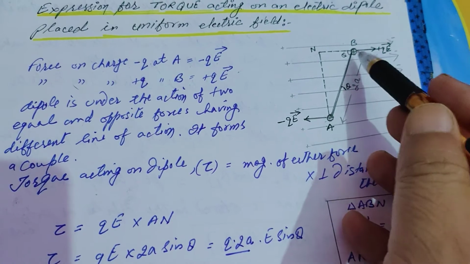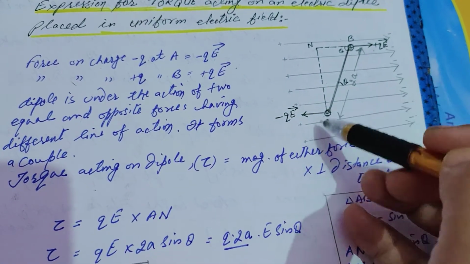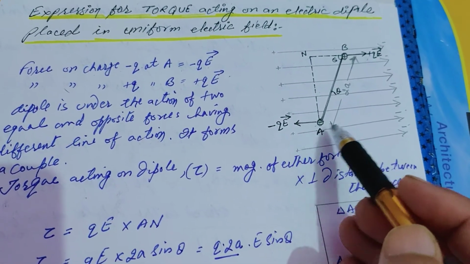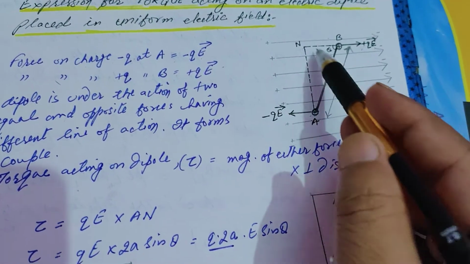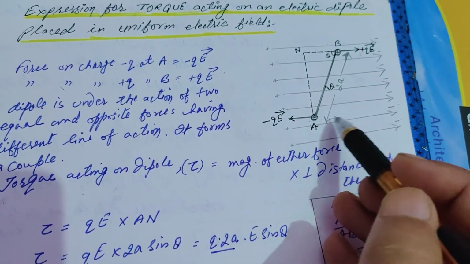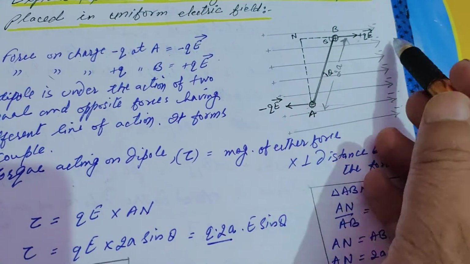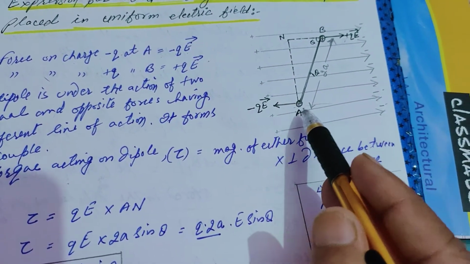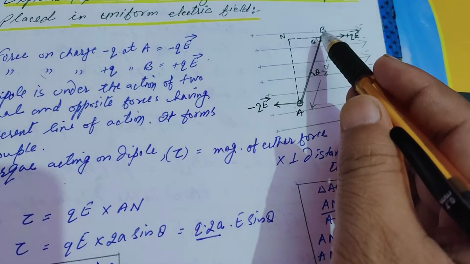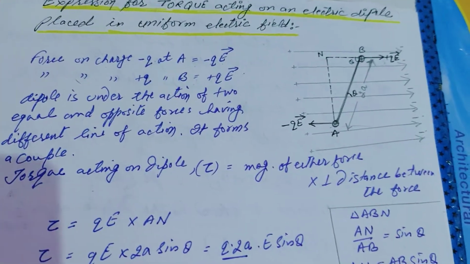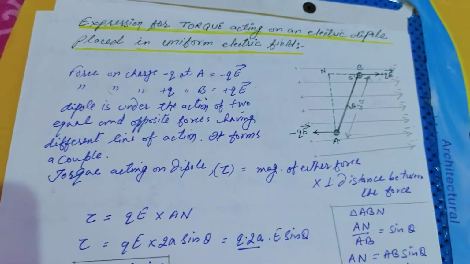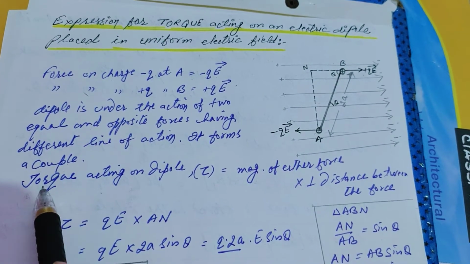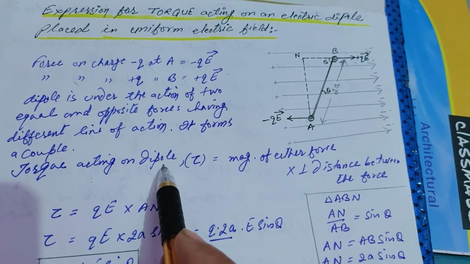Now your dipole is under the action of two equal and opposite forces. And one more important point is that the two forces have different lines of action. One is acting at this point, the second is acting at this point. If they acted along the same line of action, they would cancel each other. But as the forces are acting at two different lines of action, it forms a couple. And when it forms a couple, then torque acts on it.